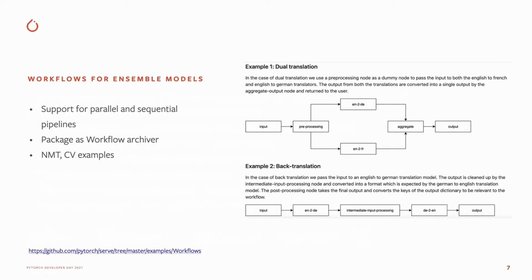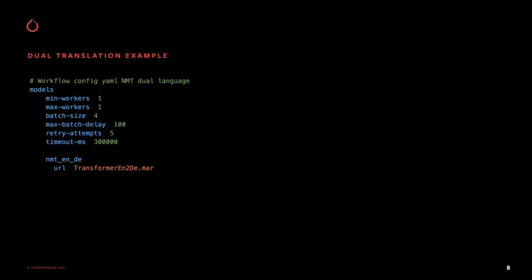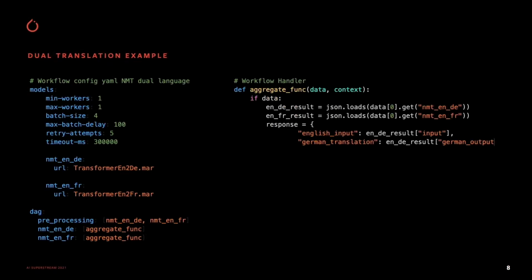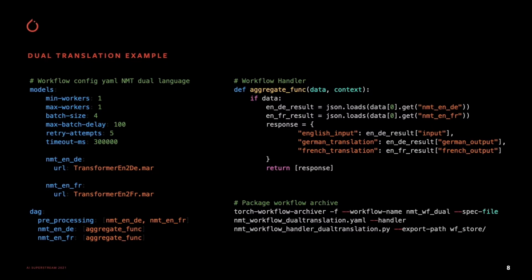We added the new workflow feature for ensemble model support, which includes parallel and sequential pipelines along with the new workflow archiver container for deployment. And we provide examples for neural machine translation and computer vision to get started. This is the dual translation example. On the left-hand side, you see the YAML configuration file describing the DAG for the pipeline for converting to German and French. On the right-hand side is an example of the code in the workflow handler, and below that the torch-workflow-archiver command for generating the package.